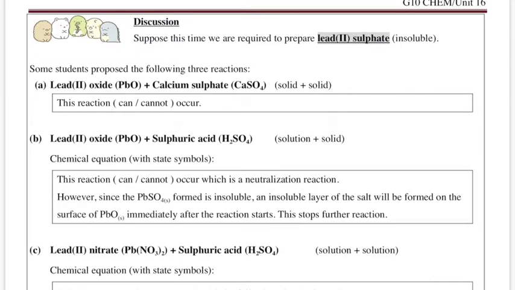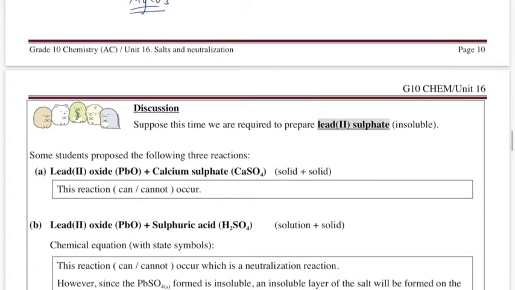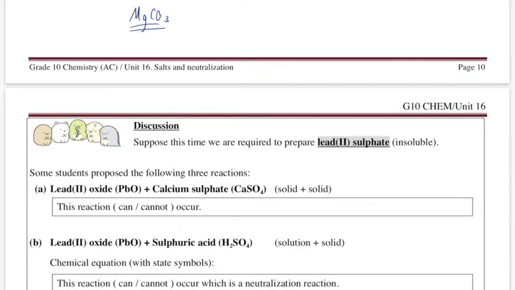In today's lesson, we're going to learn how to make the second type of salt, insoluble salt. At the end of the last lesson, I left a question with you. Can you provide as many ways as you can to make an insoluble salt, magnesium carbonate?